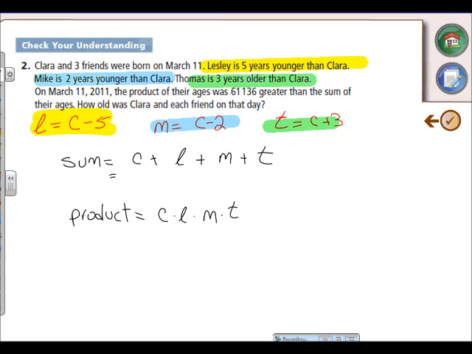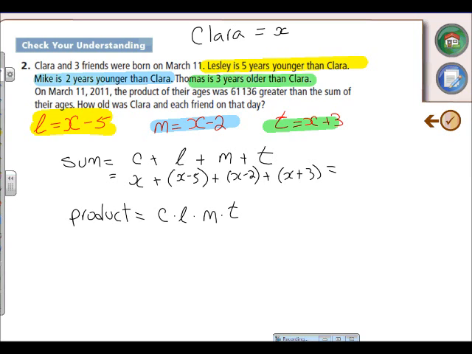Let's fill these in with what we know. We know Clara, and some people really like to just use X's, so we could change C all the way along into an X if you want, or you could use a C. I'm going to change it to an X just because most people tend to like the X instead of the C. So Clara's X plus Leslie, which is x minus 5, plus Michael, which is x minus 2, plus Thomas, which is x plus 3.